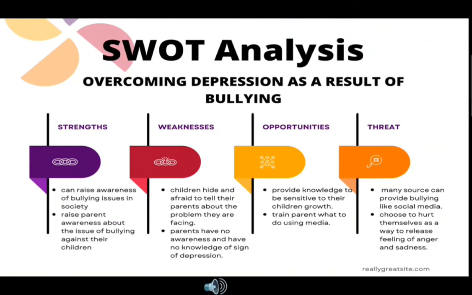Finally, is threat. This threat, if not taken seriously, will cause unwanted things to happen. For example, those who face this problem of depression choose to hurt themselves as a way to release their anger or sadness. In addition, the unlimited social media use by today's children is also a major factor that contributes to the problem of bullying. Therefore, parents need to play an important role in this regard, such as limiting the time their children use social media or checking their children's mobile phones.